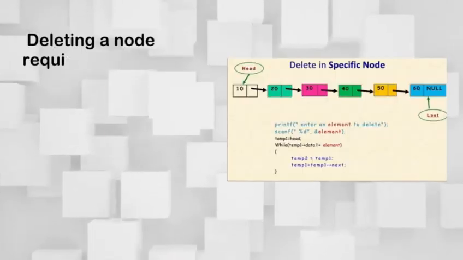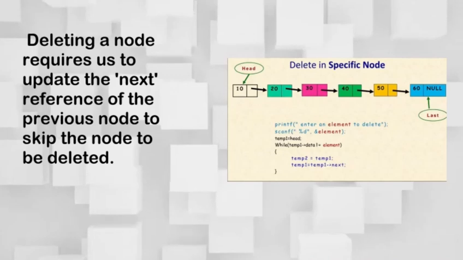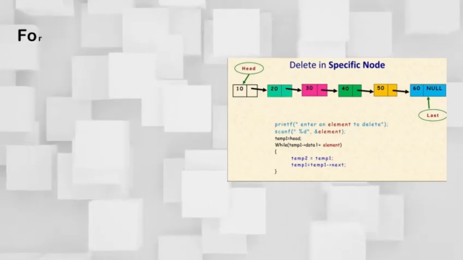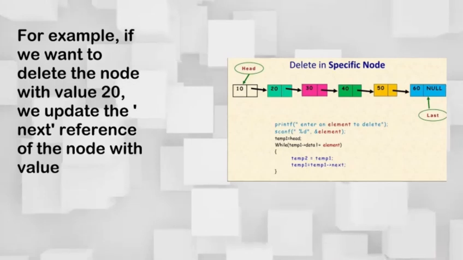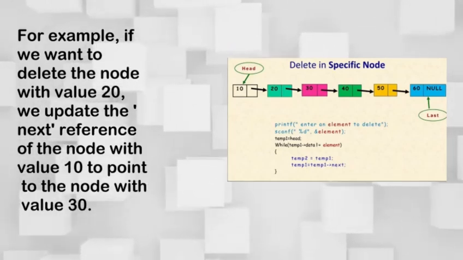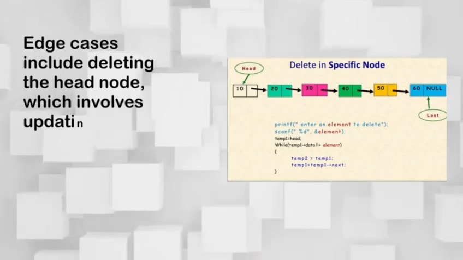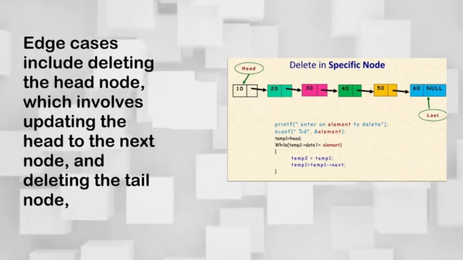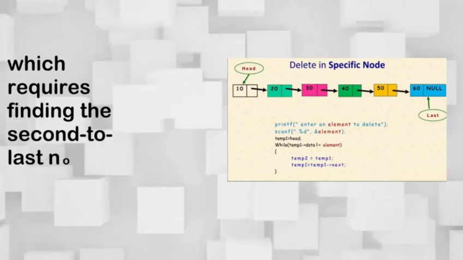Deletion: deleting a node requires us to update the next reference of the previous node to skip the node to be deleted. For example, if we want to delete the node with value 20, we update the next reference of the node with value 10 to point to the node with value 30. Edge cases include deleting the head node, which involves updating the head to the next node, and deleting the tail node, which requires finding the second to last node.